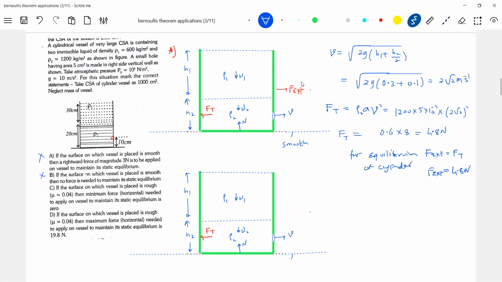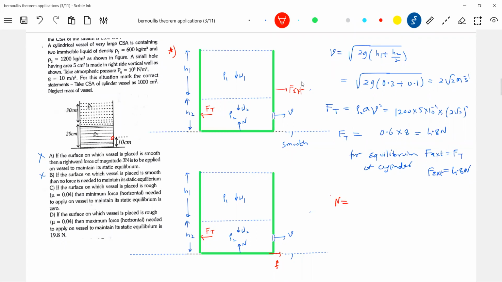If at all friction is acting, the friction will act in this direction. Why should friction act towards right? Because thrust force is acting towards left. So what is the expression for friction now? Limiting friction will calculate, or the normal reaction first will calculate. What is the normal reaction?